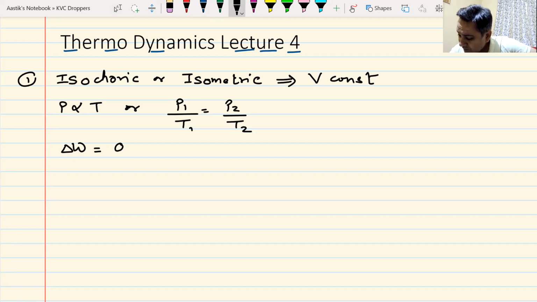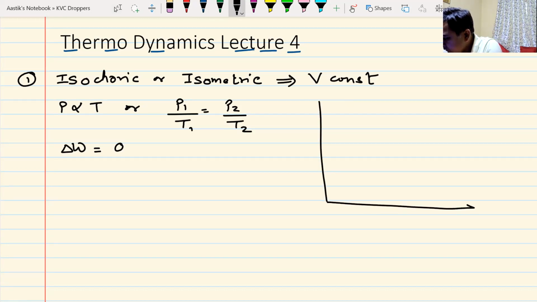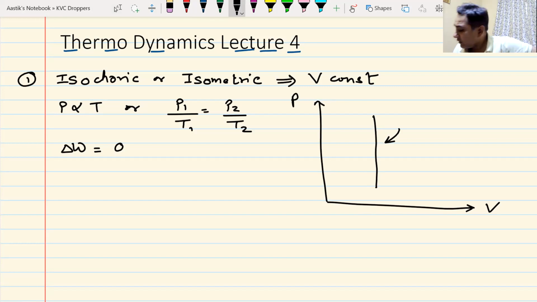The area under the PV graph. If I draw the PV graph here, volume is drawn here, pressure is drawn here. The PV graph is a straight line like this. The area under this graph, as you can see, is 0. And therefore, the work done is 0. Work done is area under graph.